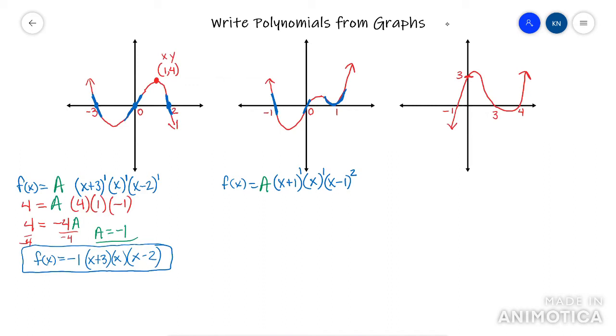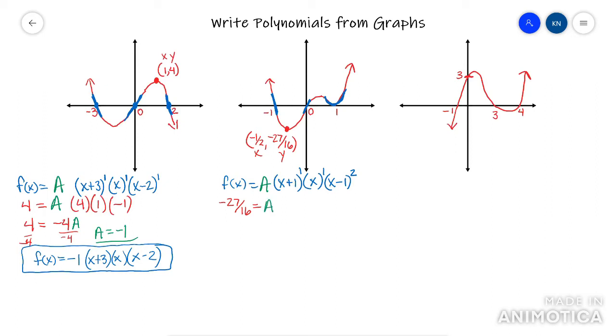All right, now I'm basically done. I just have to go get my a value. They gave me a coordinate on this one at -1/2, -27/16. So remember, this is my x, this is my y, and you're just going to plug them in here. So y is -27/16 equals, I don't know my a value, that's what I'm searching for.